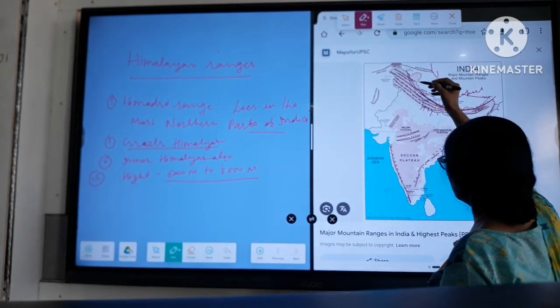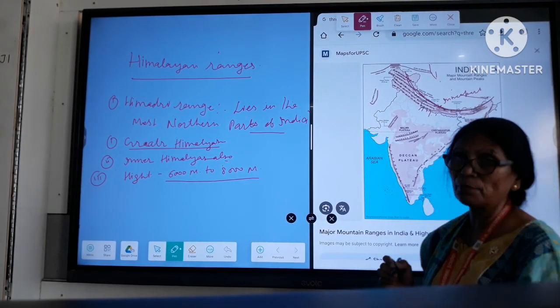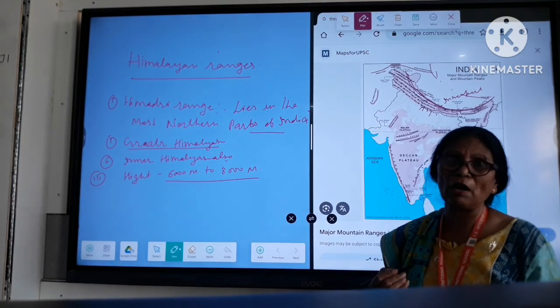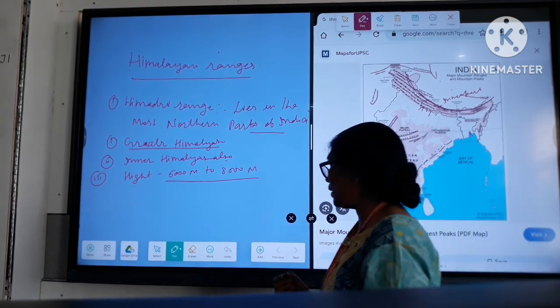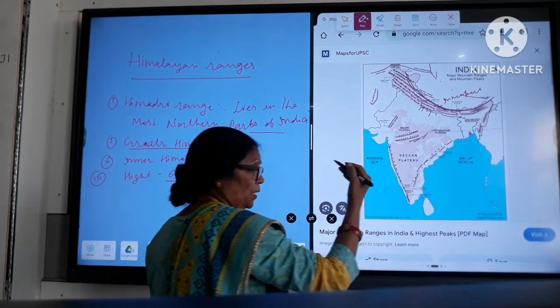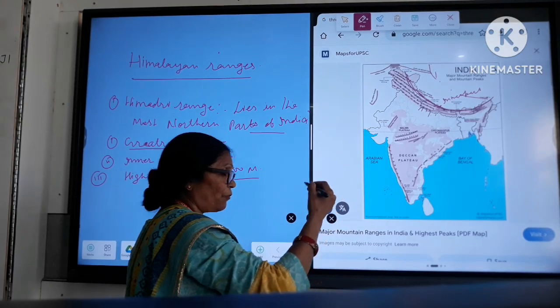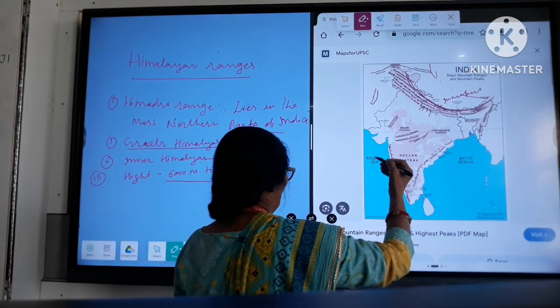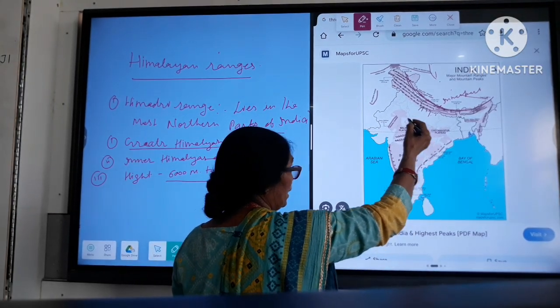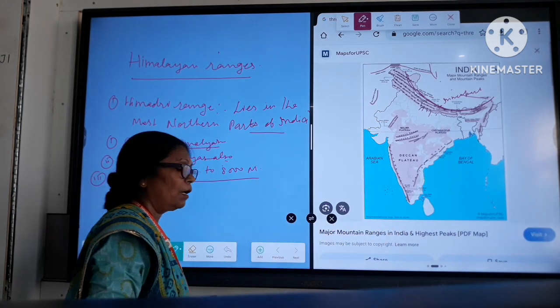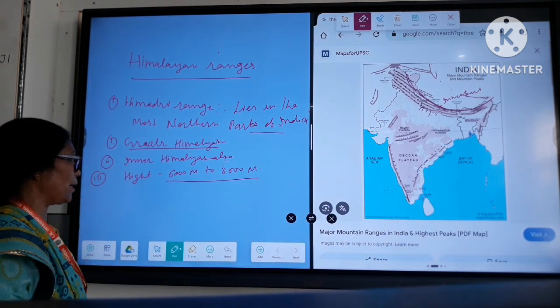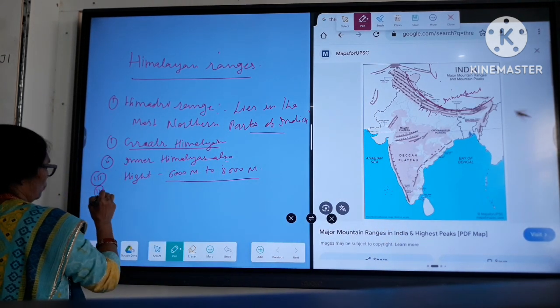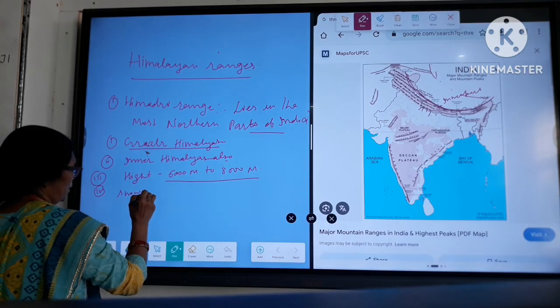This is the rugged and sloping range. Rugged means very rough and tough, and very sloping, slippery. The rugged, highest, greatest and sloping part is the Himalaya. Snow covered, here the snow remains every year.